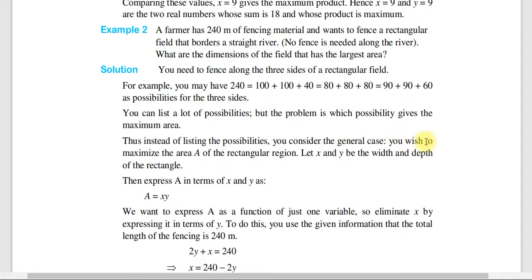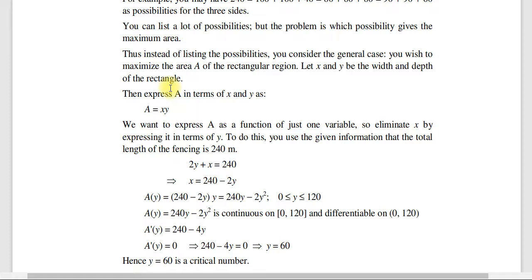general cases. You wish to maximize the area of a rectangular region. Let x and y be the widths and depths of the rectangle. Then express area in terms of x and y ኤሪያን እንግዲህ x and y express እናርገው, that is, area is equal to x times y. You want to express area as a function of just one variable, as estimate x by expressing it in terms of y.